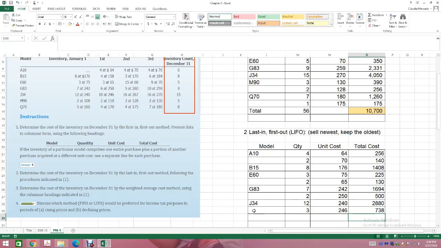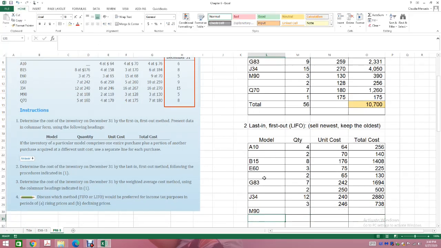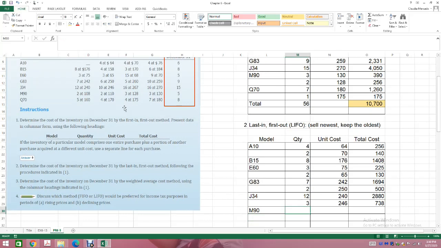So now we move on to the next model, which is M90. For M90, I have 5 units left. So I'm going to keep 2 of my oldest, which is 2 at 108.